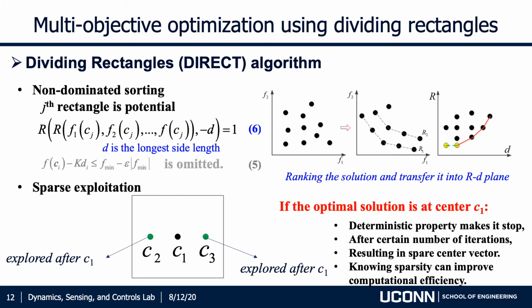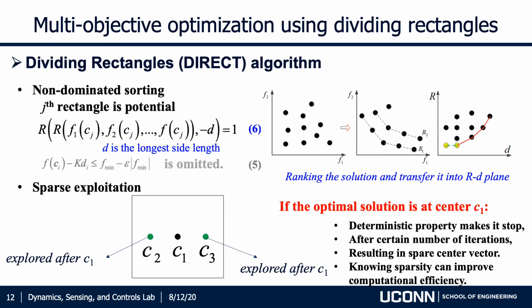The DIRECT algorithm was initially developed for single objective optimization. Here it is developed to solve the multi-objective optimization problem. Firstly, the non-dominated sorting algorithm is introduced. We use non-dominated sorting to rank the solutions with different ranks, 1, 2, and so on, as shown in the first two pictures.